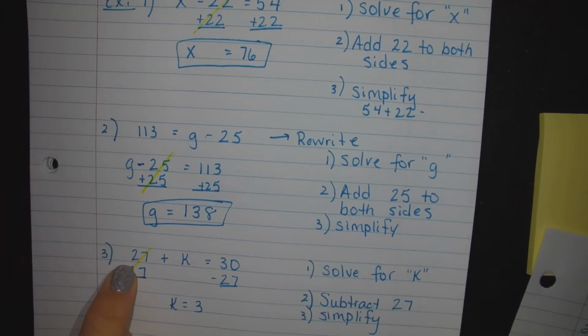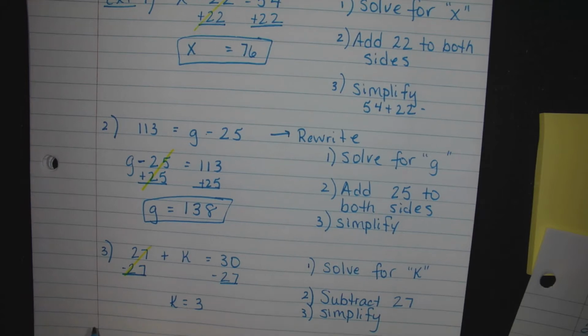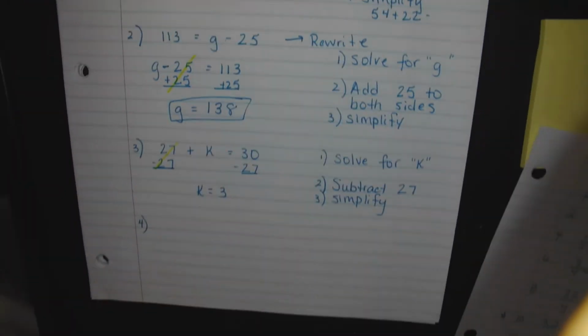What I see, you have to do the opposite. This 27 is positive, you do the opposite. Okay, please make sure you do that. All right, now let's make this a little harder, and then I'm done.